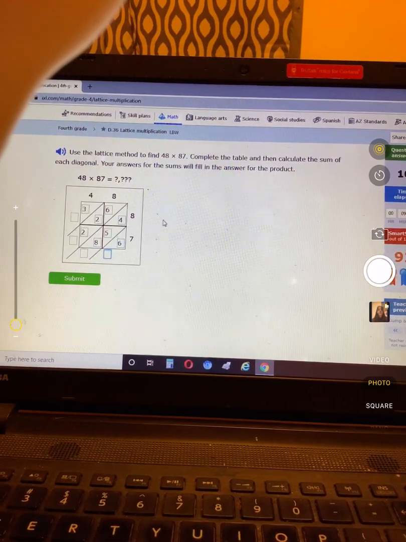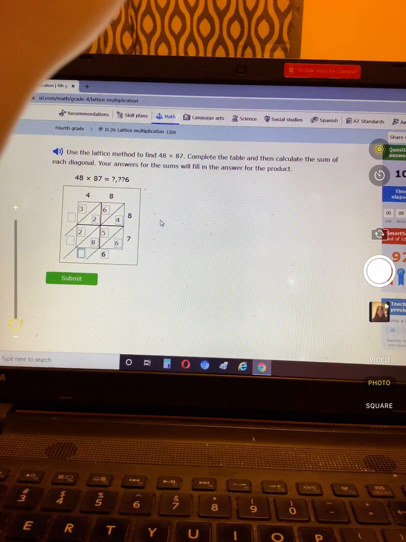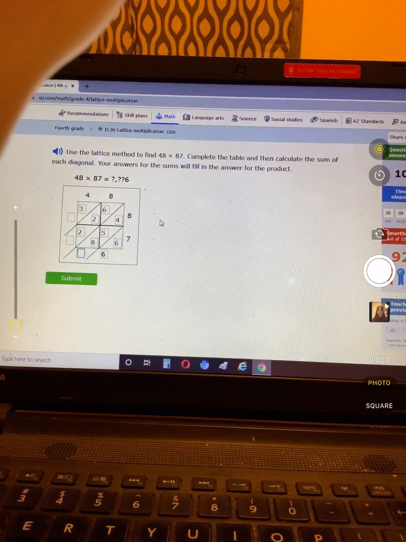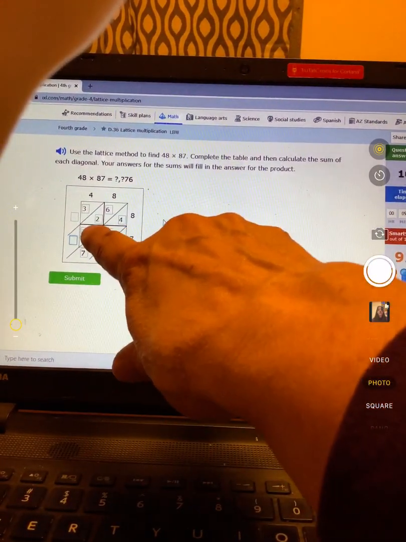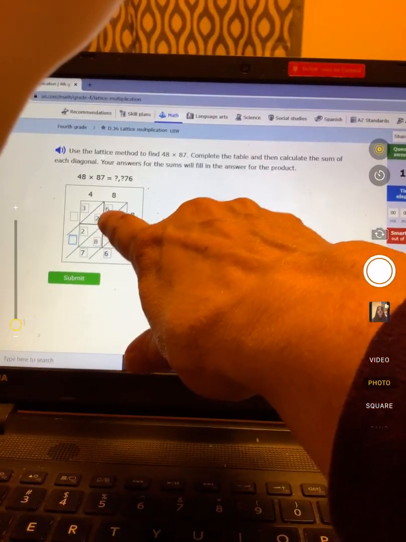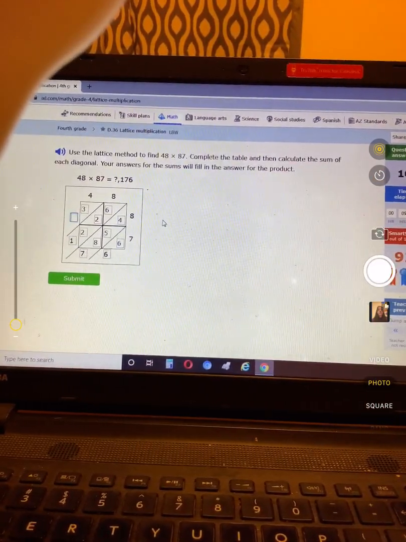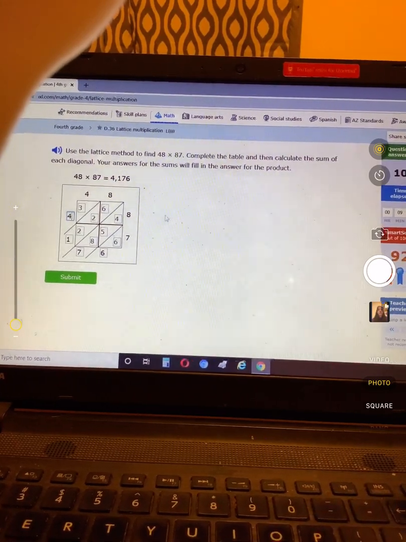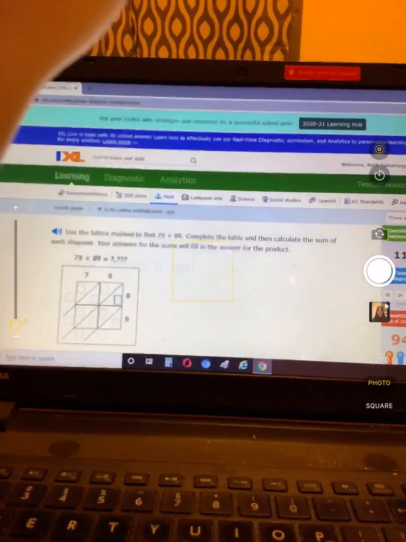And now we do our adding. 6 plus nothing is 6. 8 plus 5 is 13, plus 4 more is 17. We're carrying 1, so 1 plus 2 would be 3, plus 2 more is 5, plus 6 is 11, and we're carrying 1, so 3 plus 1 is 4. So 48 times 87 should be 4,176.